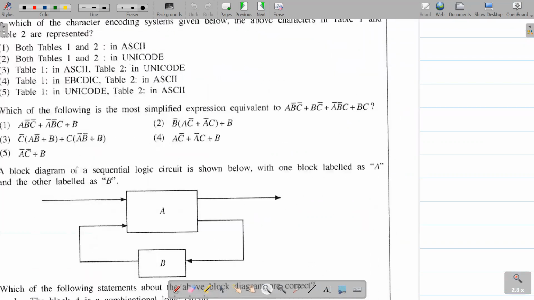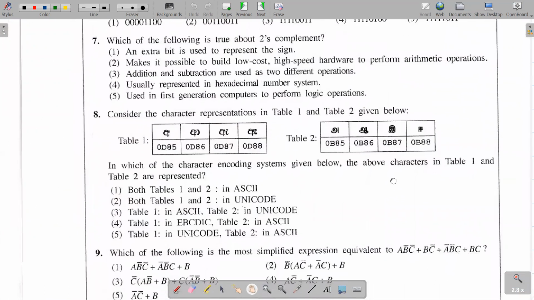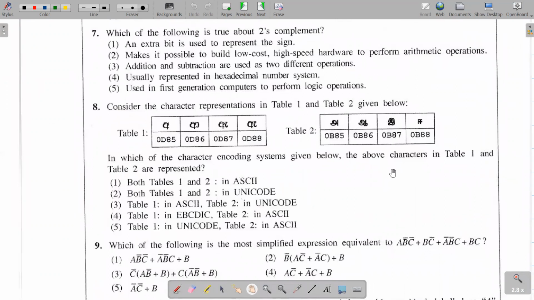Right. In question number 7, which of the following is true about 2's complement? Okay. So when it comes to 2's complement, it says an extra bit is used to represent the sign. No. In 2's complement, they don't use an extra bit to represent the sign. In 1's complement and sign magnitude methods, they have used an extra bit to represent the sign.